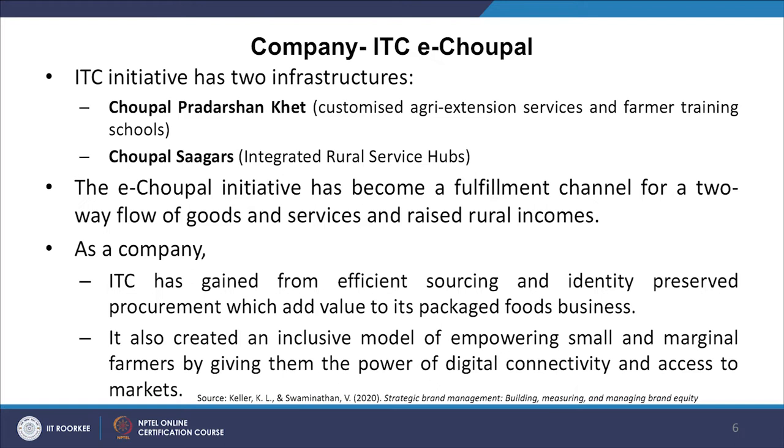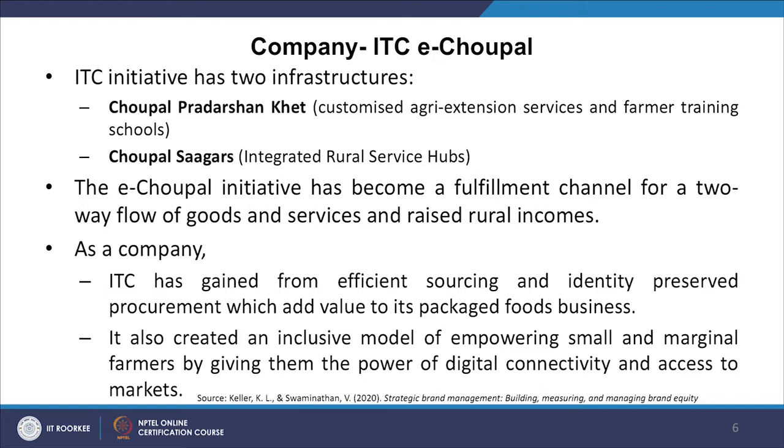I visited one of those when I was going, I think, towards Sultanpur in Uttar Pradesh, and a wonderful place. There you find so many things. You find apparels, you find agri based products, you find tools, you find fertilizers, you find so many things which are being facilitated for farmers. So, it's a sort of a mall, and they have different kinds of sizes of these Chopal Sagars.